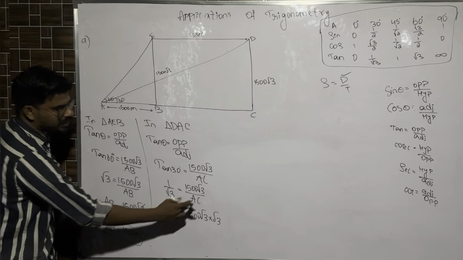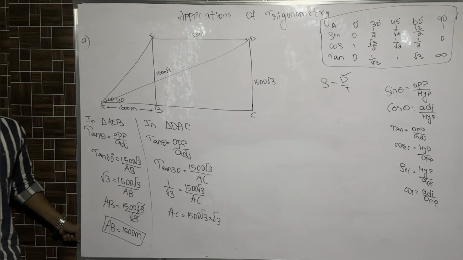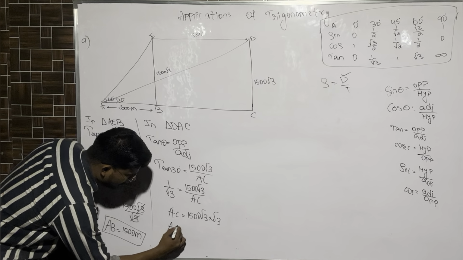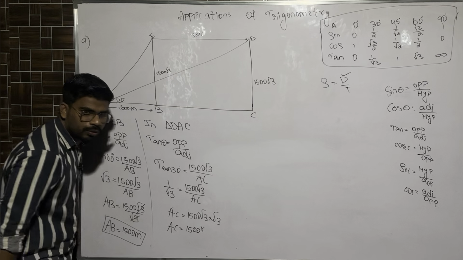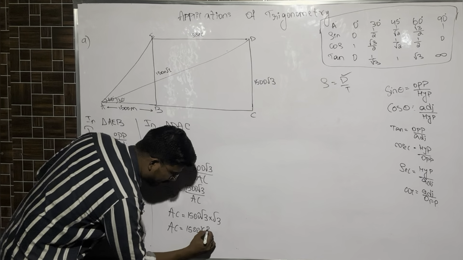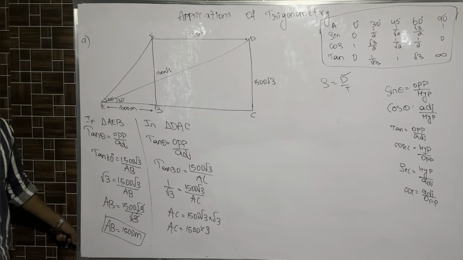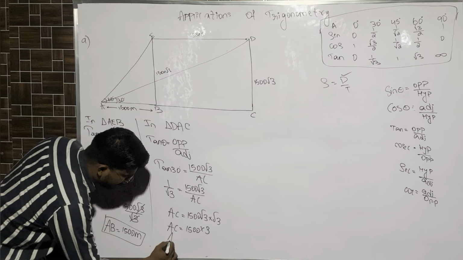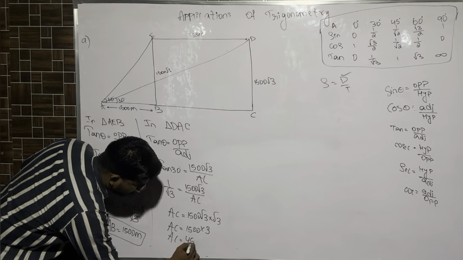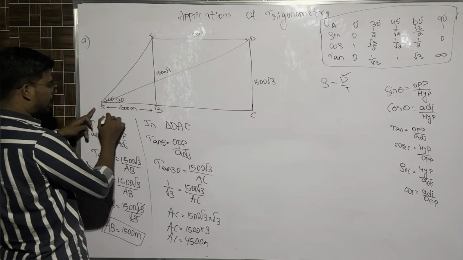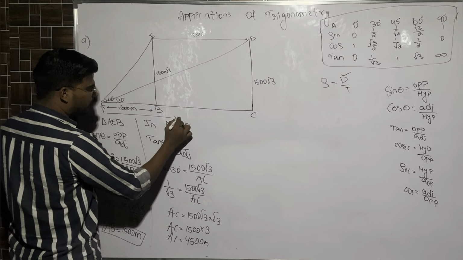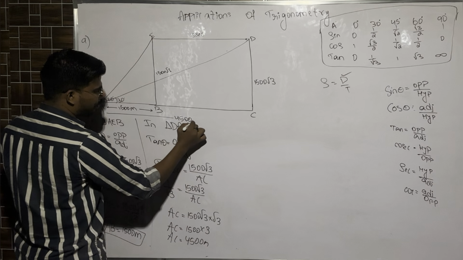Root 3 is in division. If I send it over here, it will become multiplication. So now AC is equal to 1500 into 3. Root 3 into root 3, root 3 whole square, the square root gets cancelled, we will have 3. 1500 into 3, 4500. AC is equal to 4500 meter. From A to C, this total distance is 4500 meters.